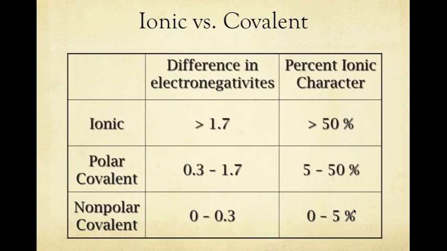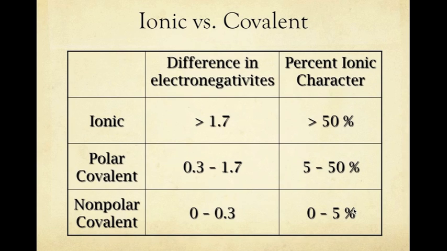Now, specifically, an ionic bond is always going to be greater than 1.7. Okay? If it's greater than 1.7, it's going to have over 50% ionic character. So therefore, if it's over 50%, then we consider it to be ionic. Now, polar covalent is anywhere between 0.3 and 1.7 difference in electronegativity, and we say that has 5 to 50% ionic character. And remember, when we see ionic, we think transfer.